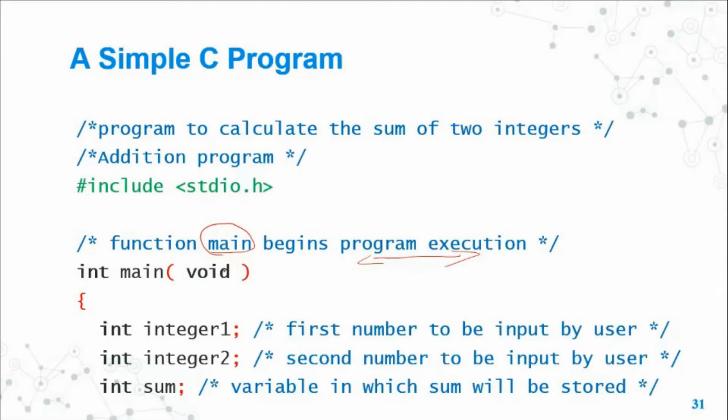Int main void. You know what this particular int means. It says that some value will be returned from this main function, and that returned value will be of type integer. So this int means integer. An integer type will be returned by this main function. In the previous example also, we had a statement, return 0, at the end of the program.